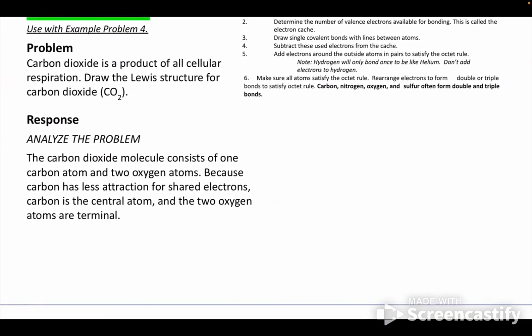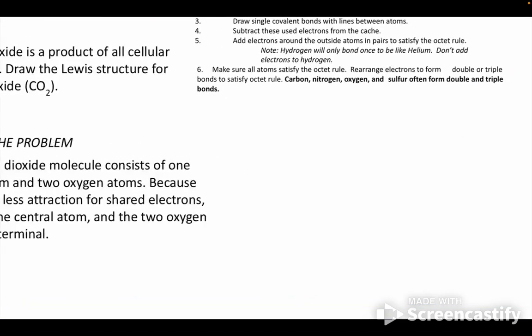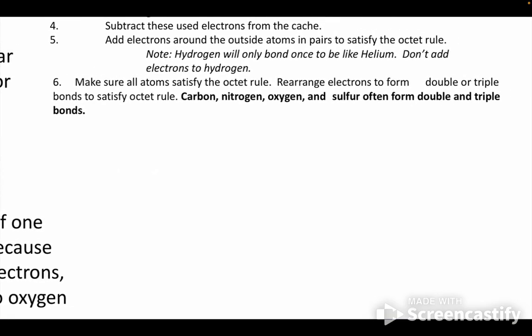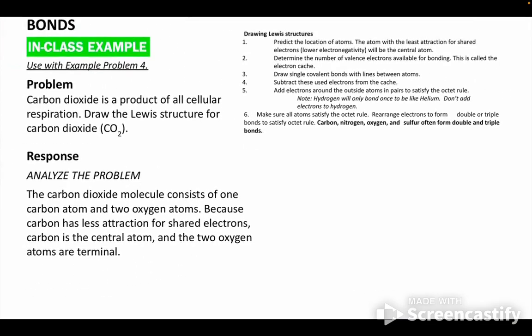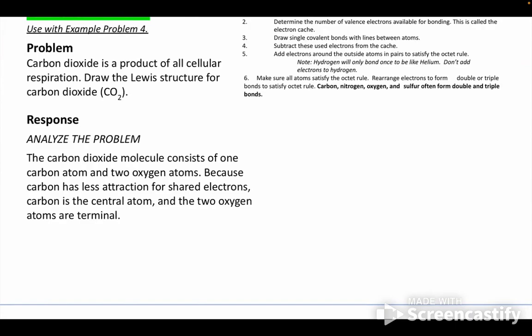So now let's start talking about some of the multiple bond cases, and this typically happens with carbon, nitrogen, oxygen, sulfur. You're still going to do the same process. So carbon dioxide: we have 1 carbon and 2 oxygens, 4 valence electrons for carbon and 6 for oxygen, which gives me 16 total valence electrons for my electron cache.